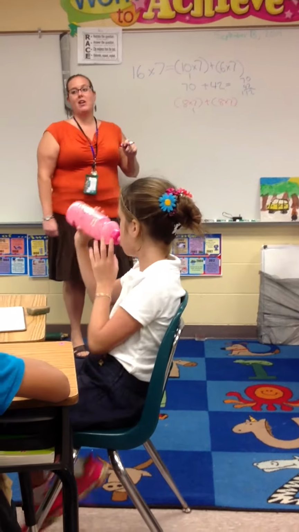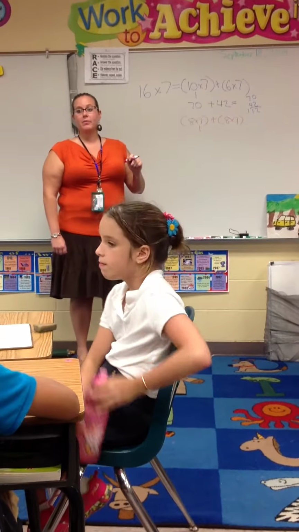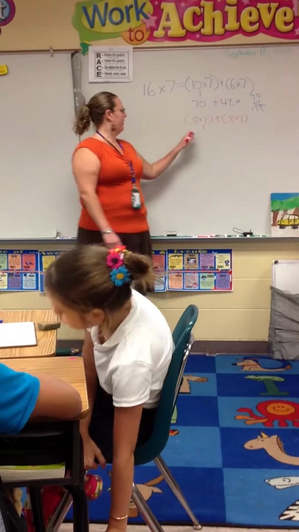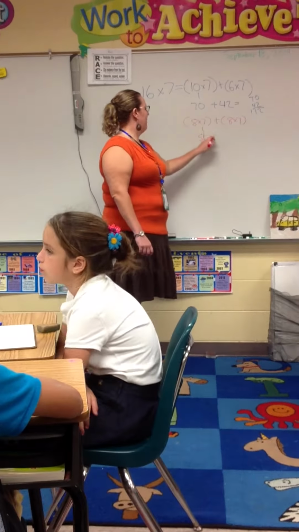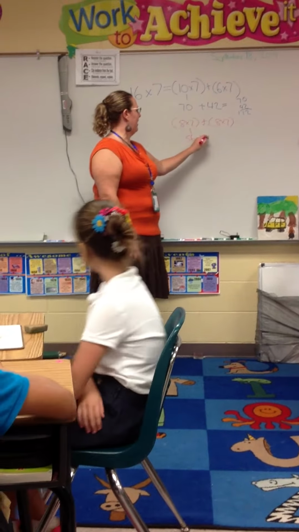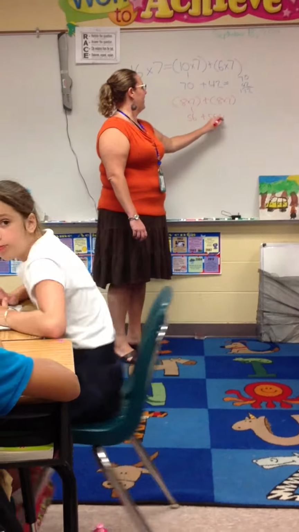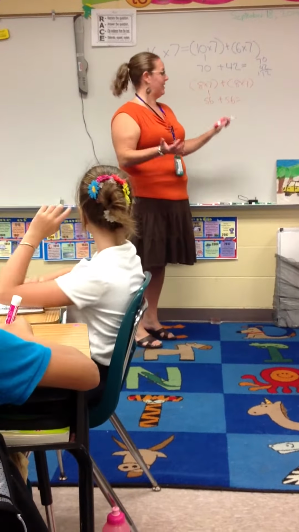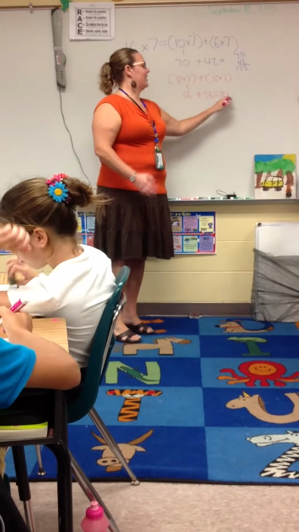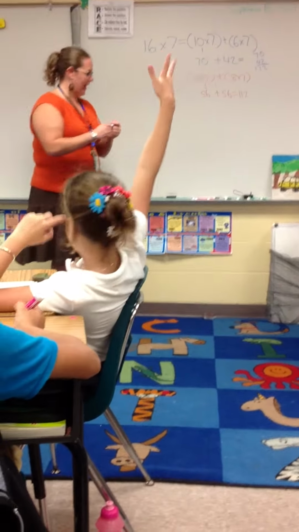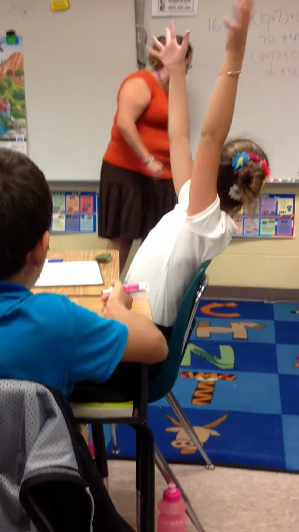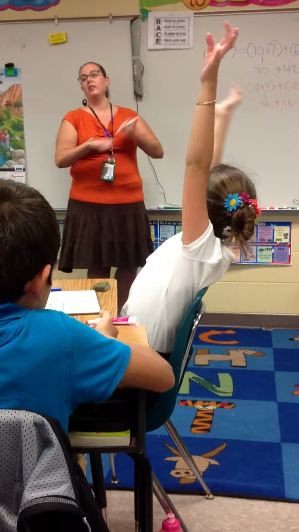What is 8 times 7, Lexi? 8 times 7 equals 56. 56 plus 8 times 7 again? 56. And 56 plus 56 is? 112. Does anybody have another way that I can solve this problem? Quiet hands only.